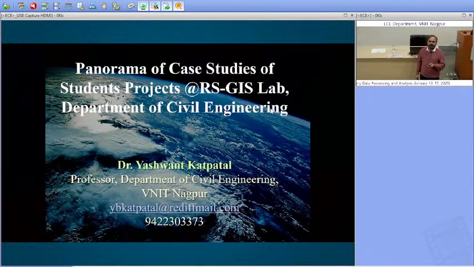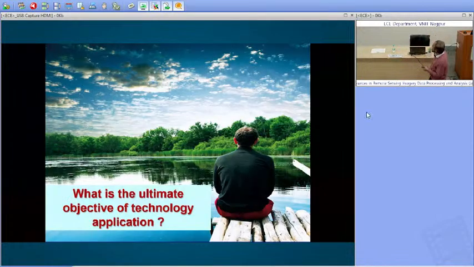And the work which has been done even by the BTech students at the final year project level, very small work here and there using satellite data for monitoring and so on, I think every piece of information extracted by somebody is very important because it is required very badly in some places. Now the ultimate objective of technology application is to change quality of life.